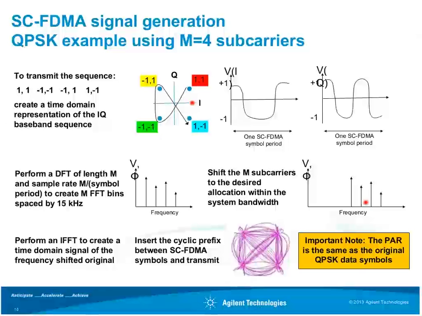And then what we end up doing is we shift these to the correct place in the channel bandwidth that we want. And we end up then taking this frequency shifted signal and converting it back to the time domain with the inverse FFT. But the real crucial characteristic in this process is that the peak to average ratio of this final frequency shifted signal ends up being the same as that of the original modulating data. In this case, that was QPSK. And this is very different from the OFDMA case that we had for the same occupied bandwidth and the same data rates.